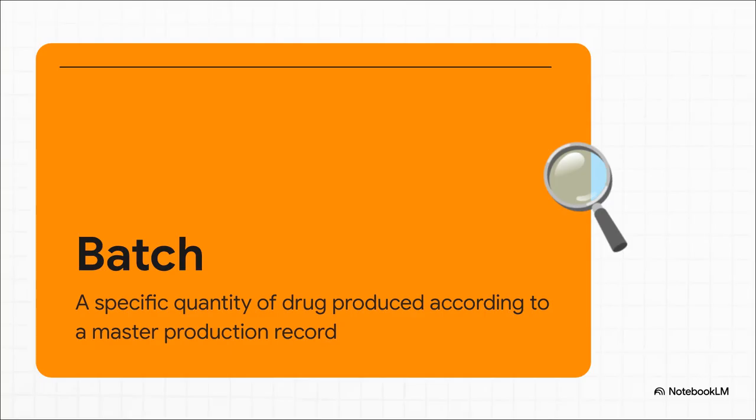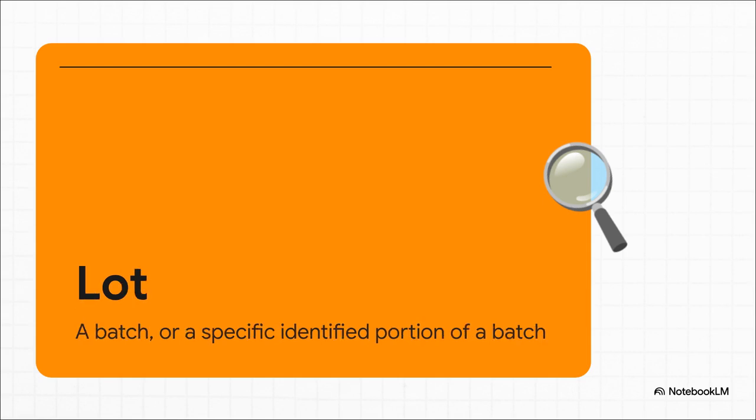Now we're getting into the critical terminology that gets used across all the subsequent subparts. First up, what exactly is a batch? Legally speaking, it's a specific quantity of a drug produced according to a single master production record. So it is a defined, finite amount manufactured in one very specific cycle. But here is the critical distinction we need to make. What's the difference between a lot and a batch?